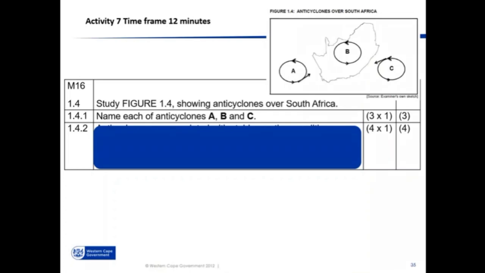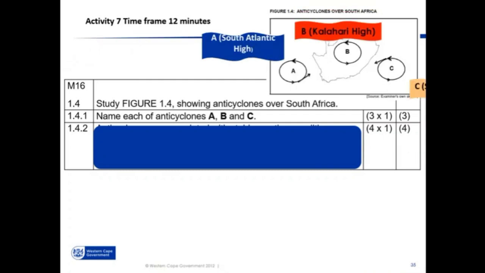Okay, then next question. Name each of the anticyclones. This is the three sisters, ladies and gentlemen. I don't have to give you the answer. I think you know by now the three sisters. One is in the Atlantic Ocean, one is in the Indian Ocean, and one is in the interior of the country. And there we have their names. There they are. Okay, 1.14.